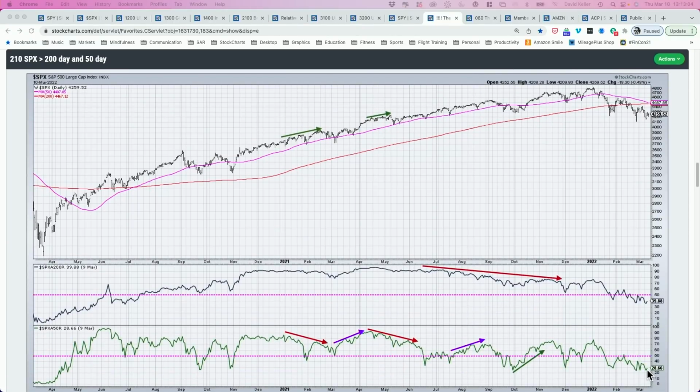Now, when I was talking with Jonathan yesterday, we were looking at a chart similar to this one. We're looking at the percent of stocks above their 200-day moving average. Here we're looking at the S&P members.